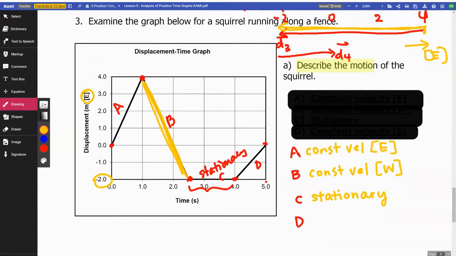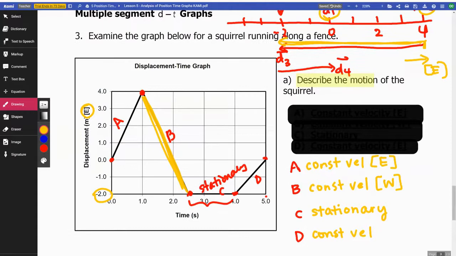And finally, D is a tricky one in terms of direction. D is still a straight line, so it's still a constant velocity. But which direction? It looks really complicated because it's a negative. Go back to your number line. I was standing at -2. I am now traveling to 0. I'm going to the right-hand side direction. I am actually traveling east.